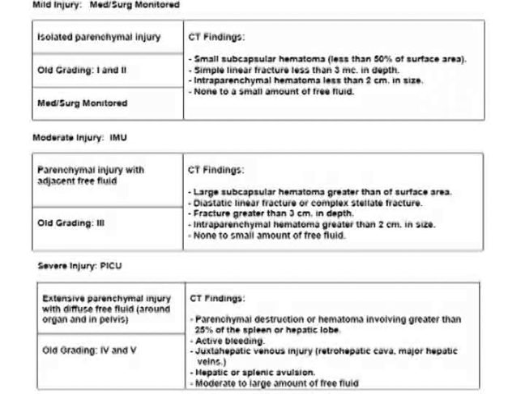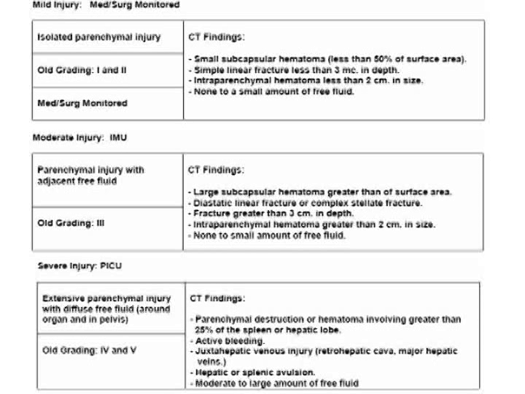If they have a mild injury, which used to be the old grading of 1 and 2, they would go to a medical surgical ward, which is monitored. For a moderate injury, which is an old grading of 3, they would go to the intermediate care unit. And a severe injury, which is a grading of 4 or 5, they would go to the pediatric intensive care unit. And this is all on the computer, so if we have a patient with a liver or spleen injury, we can just compare the CT scan findings to where the patient should go.